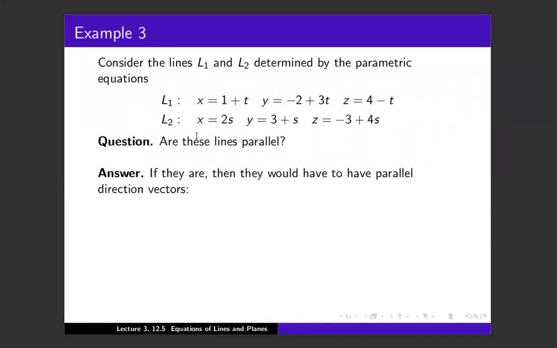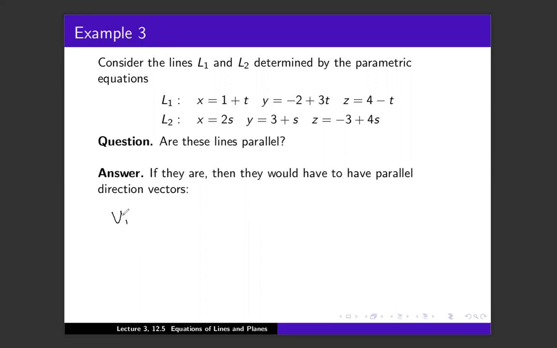All right, so the last example I want to look at here is with these two lines. L1 is x equals 1 plus t, y equals negative 2 plus 3t, z equals 4 minus t. L2 is x equals 2s, y equals 3 plus s, z equals negative 3 plus 4s. So the question is, are these lines parallel? Well, if they are parallel, then they have to have parallel direction vectors.